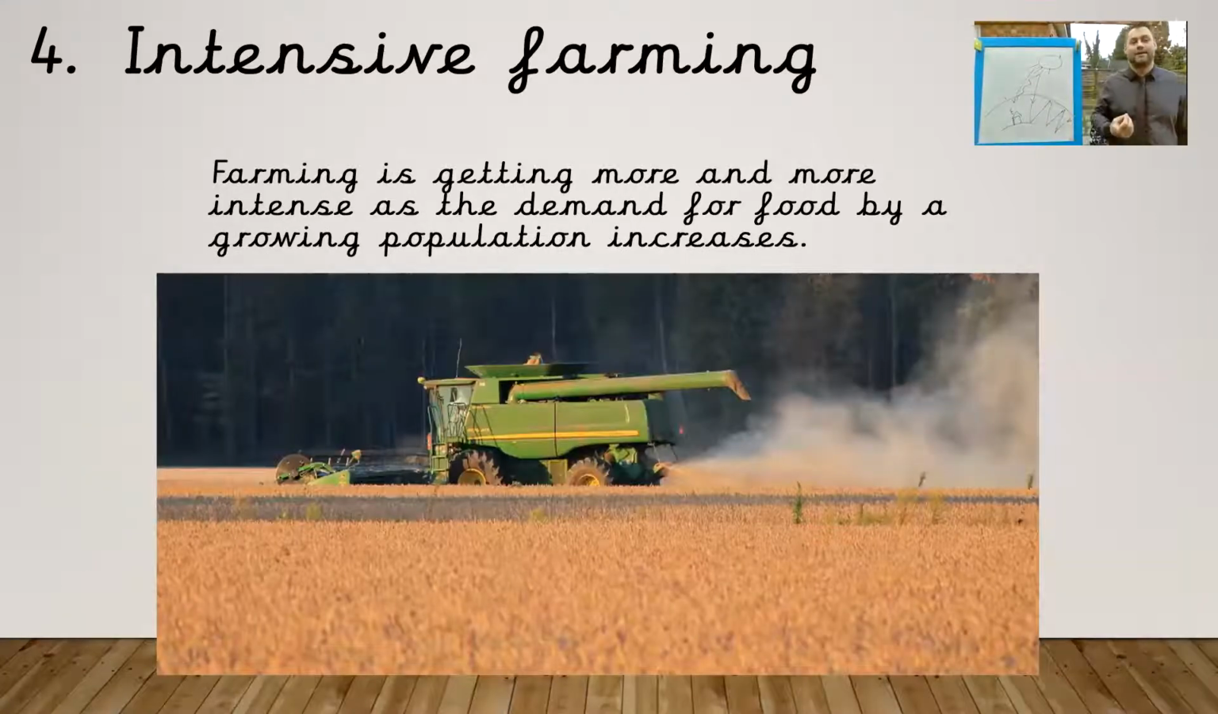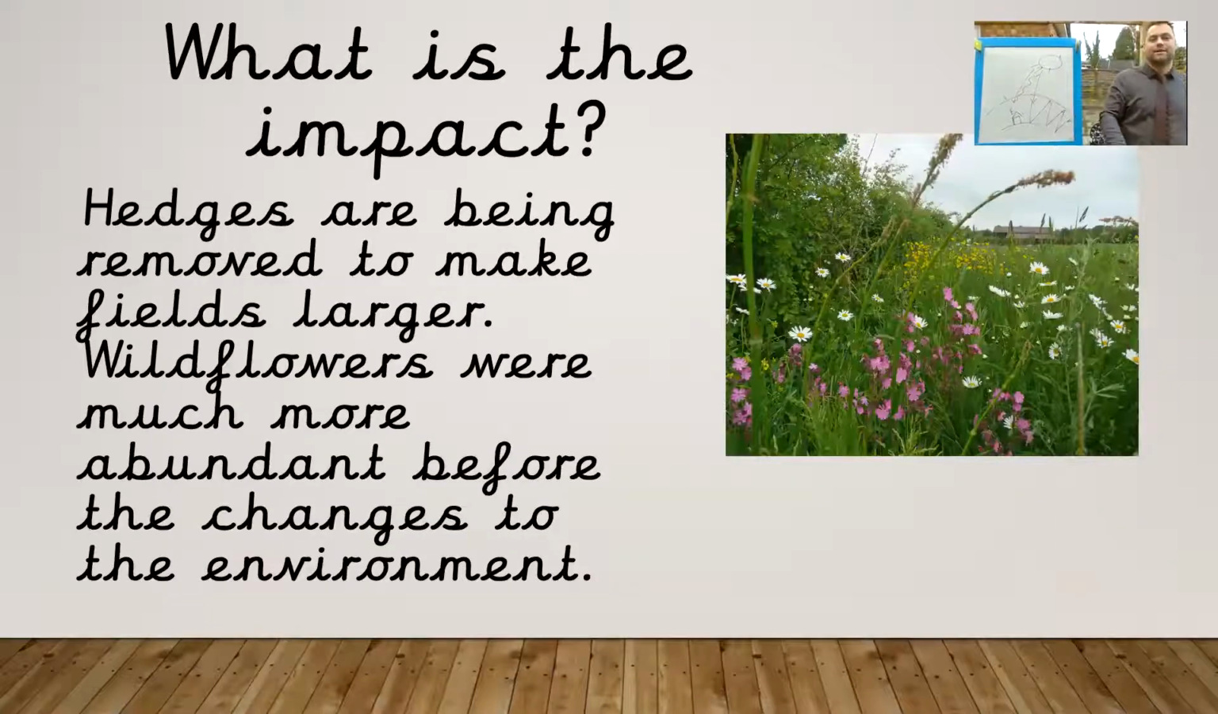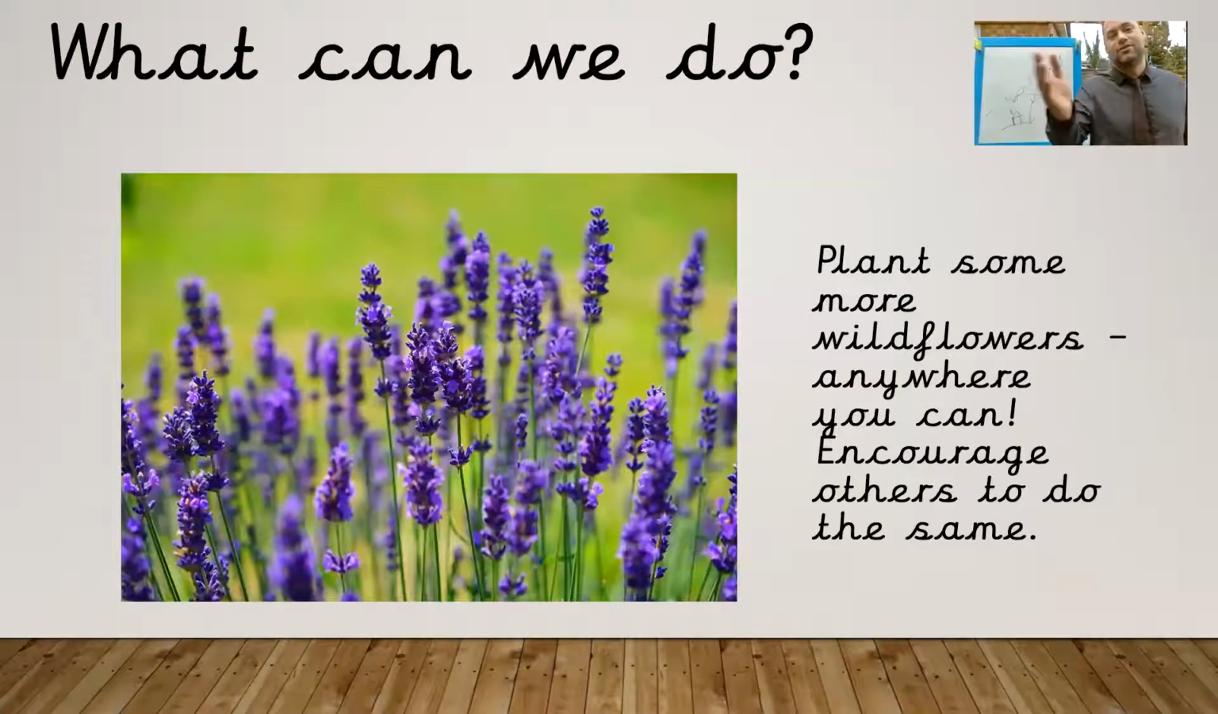Now, farming is higher in demand. As the population increases, the more food we need to feed ourselves. So farming has become more serious, more in depth. And what's happened is that hedges are being removed to make our fields larger. Wildflowers are not growing anymore, which is obviously affecting pollination and things like that. So it all has a knock-on effect.